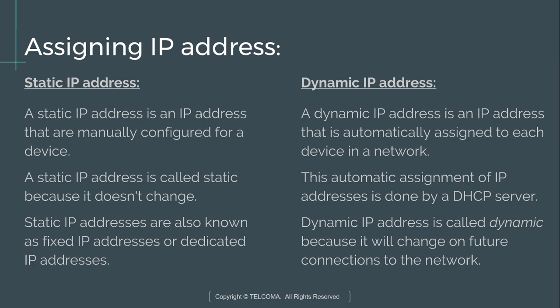A static IP address is called static because it doesn't change, and a dynamic IP address is called dynamic because it will change on future connections to the network. So it means static IP addresses are fixed or dedicated IP addresses, whereas dynamic IP addresses are temporary IP addresses. So this is all about subnetting.